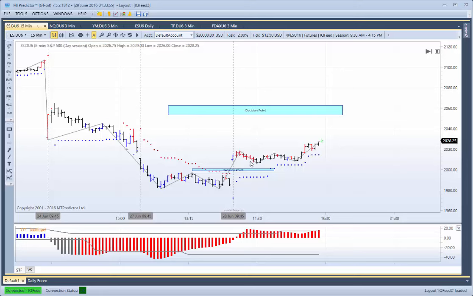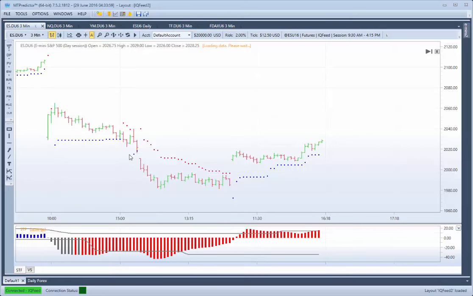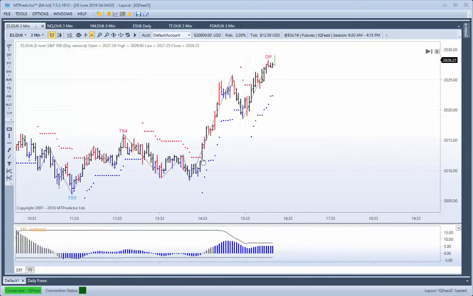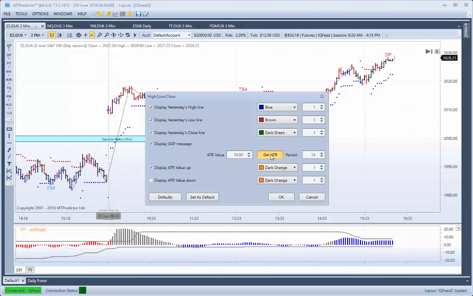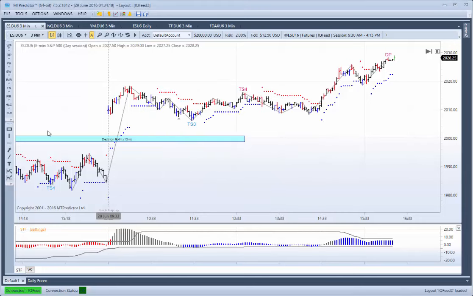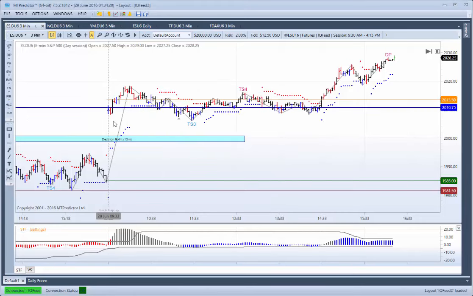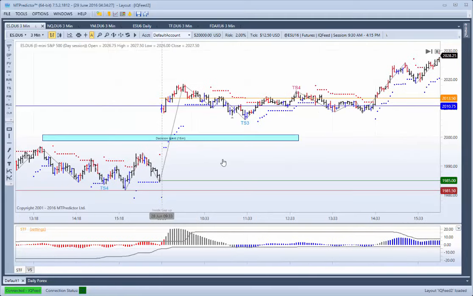Our large degree trend was probably up, but of course it's very difficult looking at this when the market had already moved way beyond the ATR for the day. So what's the ATR? Well, if we get the ATR for the last couple of days on the ES, it's the average range over the last 14 days. So I'm just displaying the ATR up for yesterday, and you can see at 2013, in and around there, that was the average move for the last 14 days.